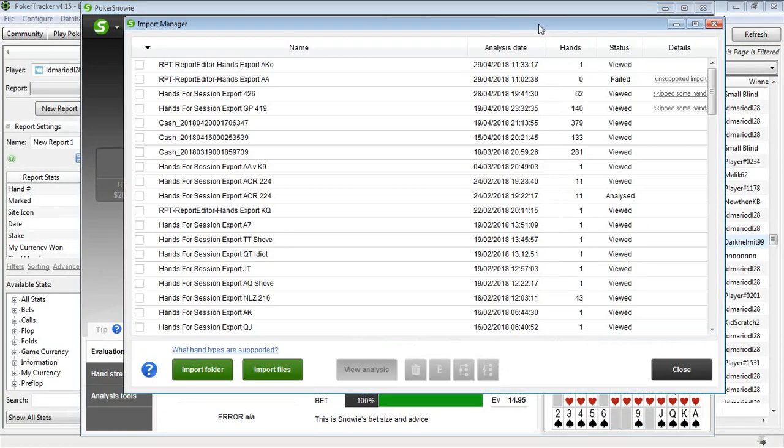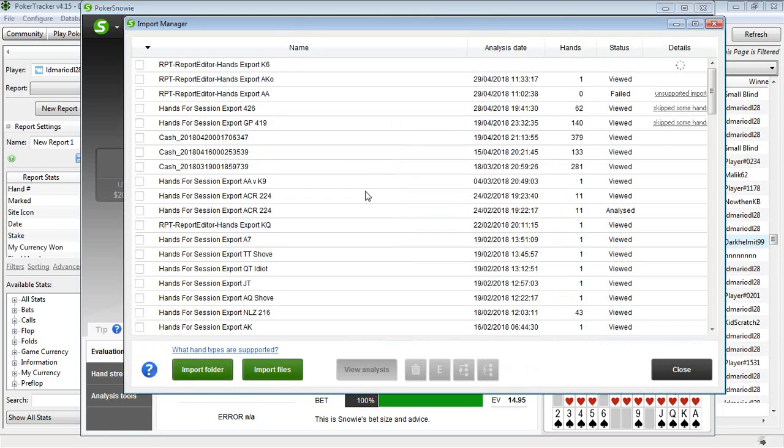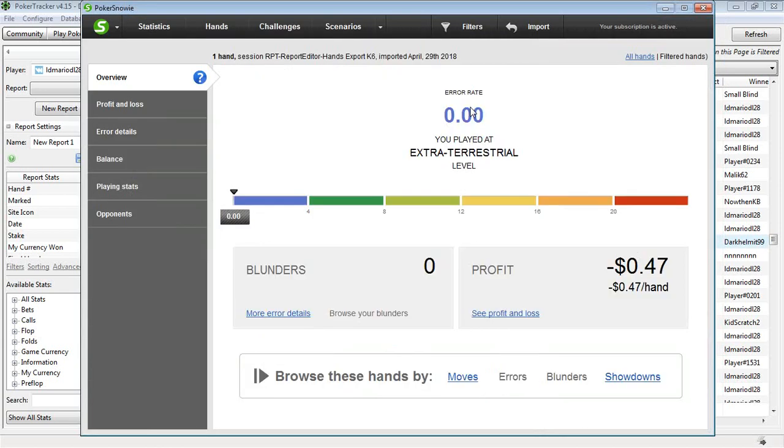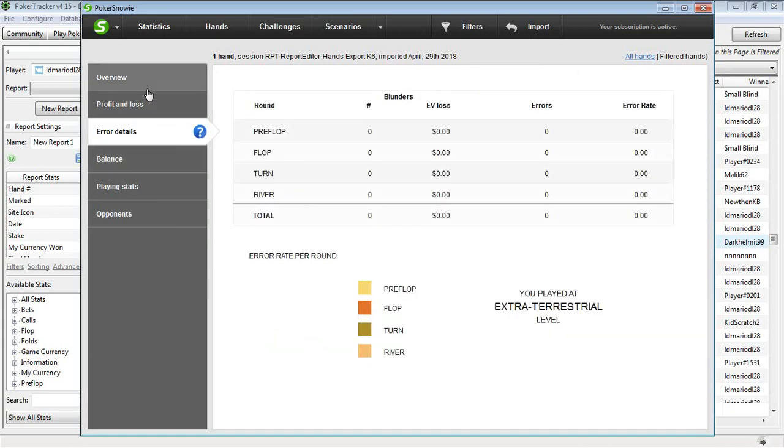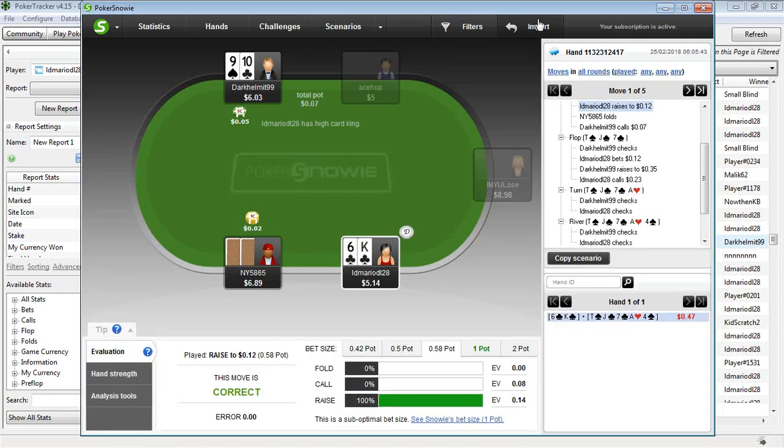Import. So, through what I just did, I believe I played this hand 100% correctly. And I guess Snowy does too because I had no blunders here.